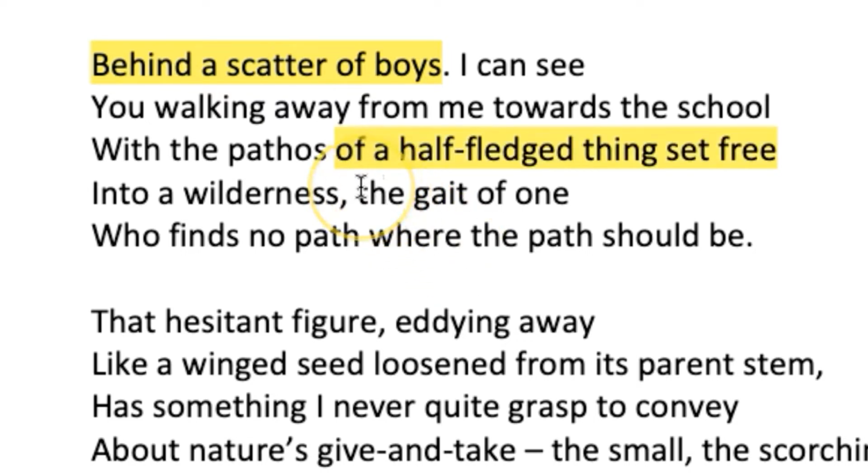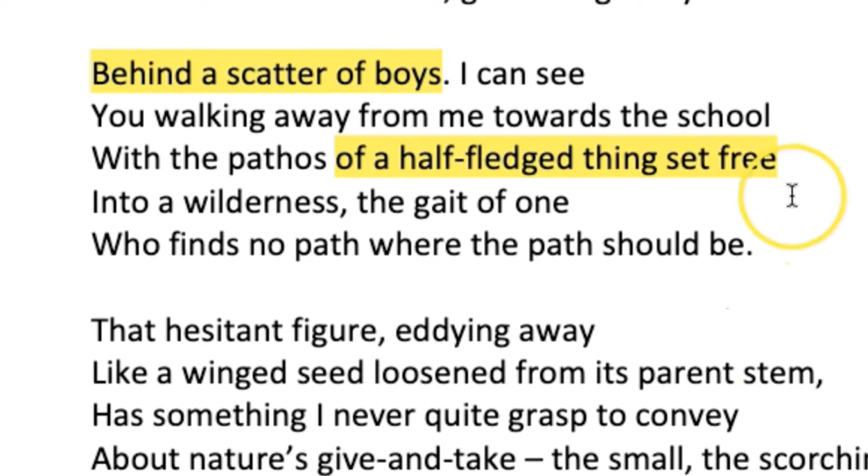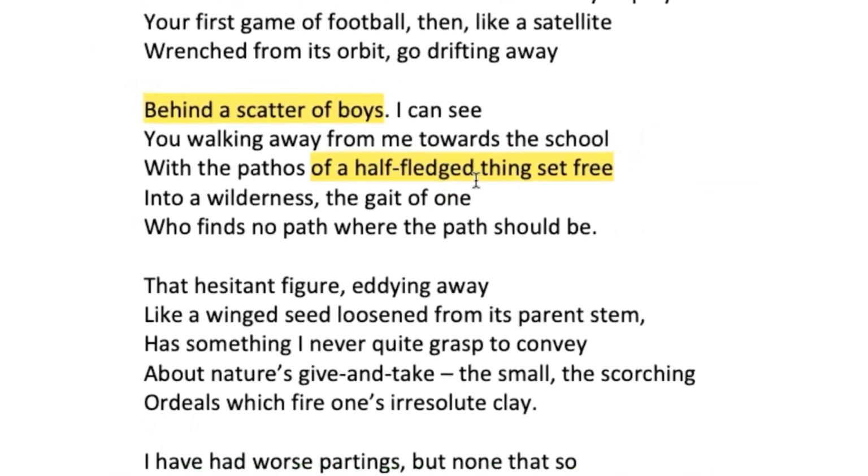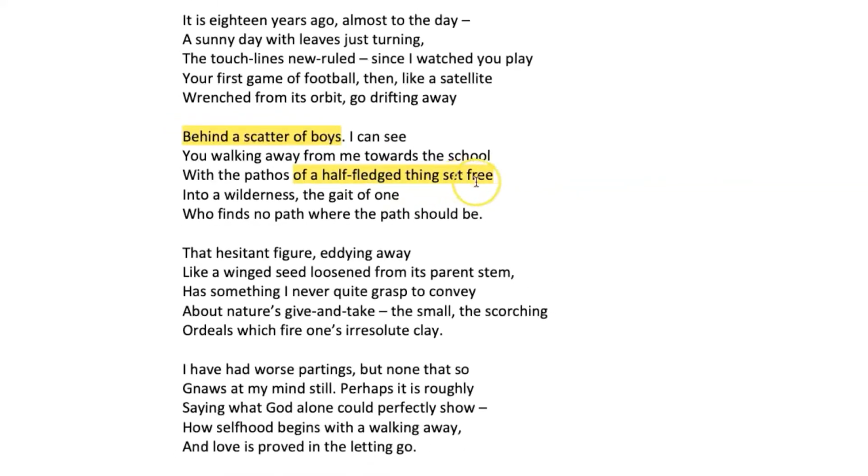We could also focus on the son as a half-fledged thing. So fledge refers to feathers and suggests this is a bird-like creature that's not yet got the confidence to fly. This is important because in this metaphor it seems as though the son is about to fly. That's what the freedom implies, but the description half-fledged again suggests disaster. And of course this image of flight refers back to the idea of the satellite.